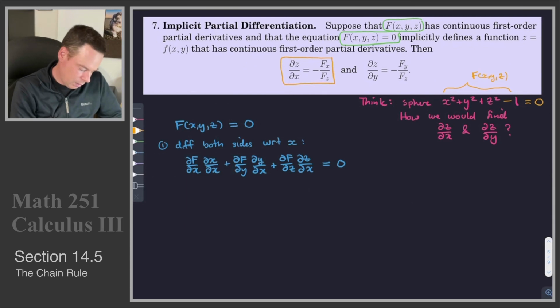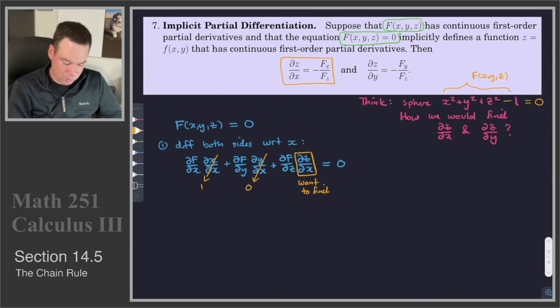And of course, the main idea here is that dx dx is 1, dy dx is 0, and dz dx, this is what we want to find. This is the thing we're interested in. Because if you think about the question when we were talking about the sphere, dz dx, dz dy were the partials we wanted to find.